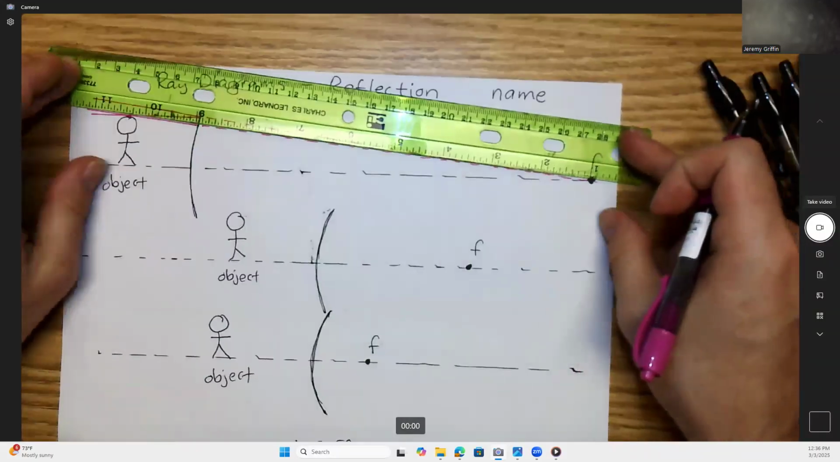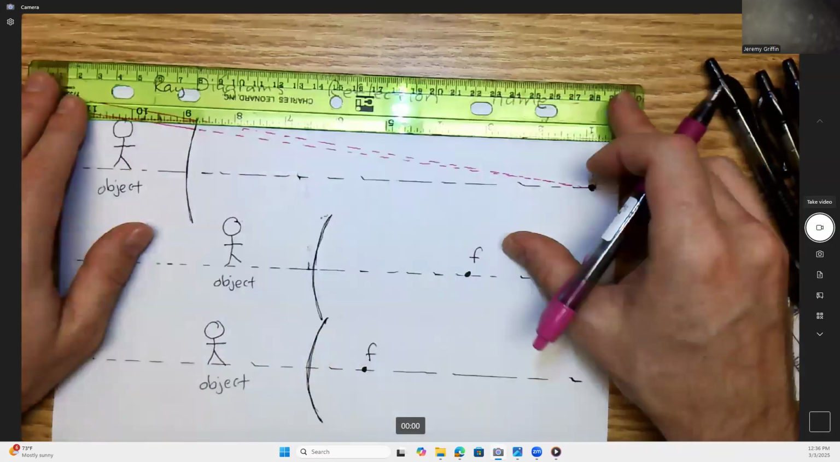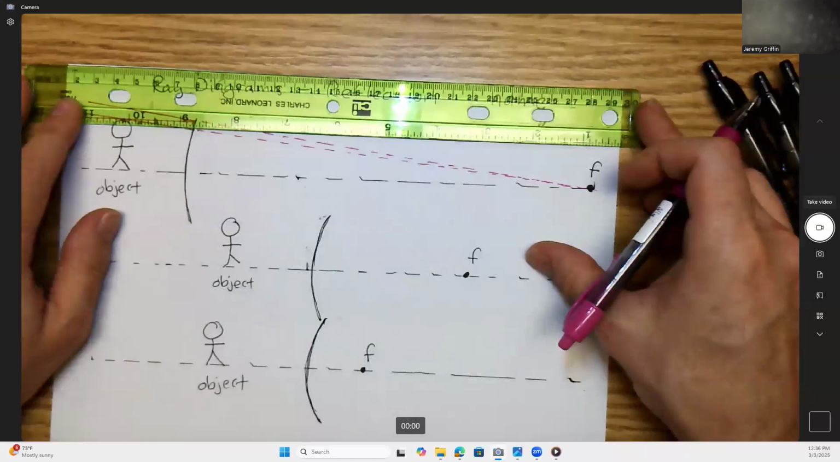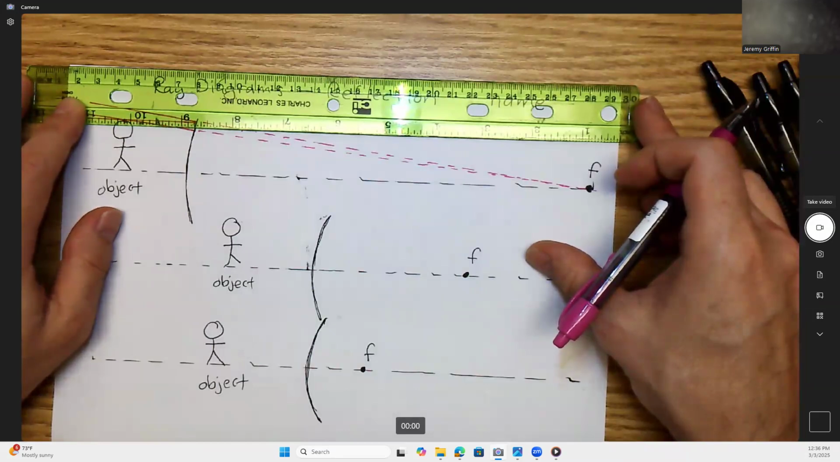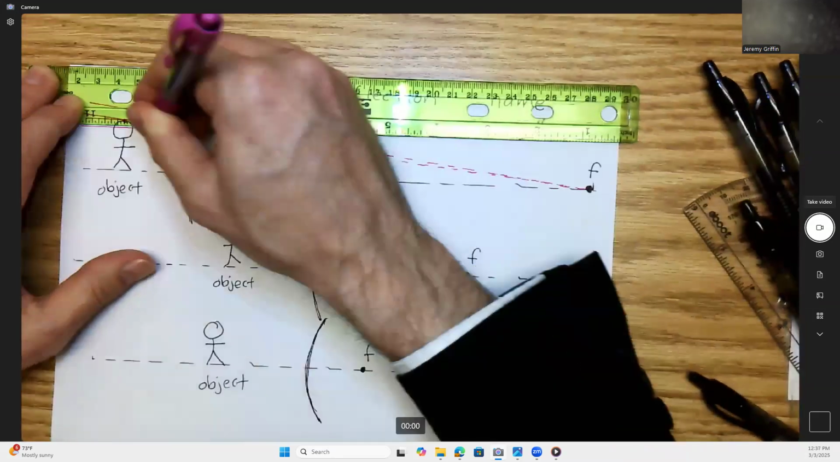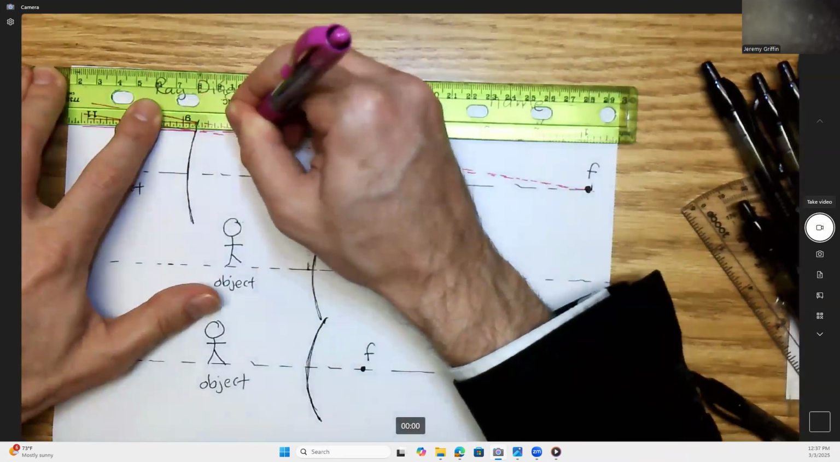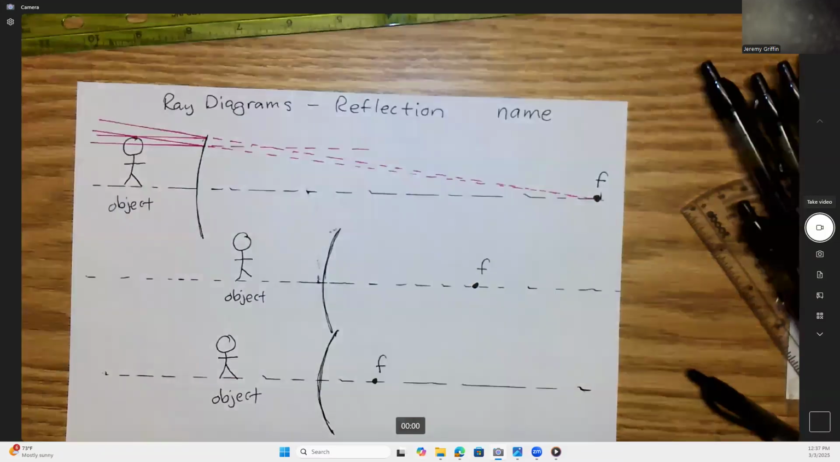Now that light ray is going to bounce off, boing, back parallel to the floor. See how I have my ruler parallel to the floor right there? Boing, back that way. And then extrapolate back to the right, behind the mirror. It looks like this light ray came from this direction.